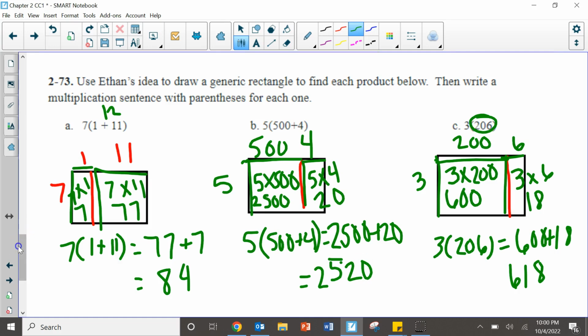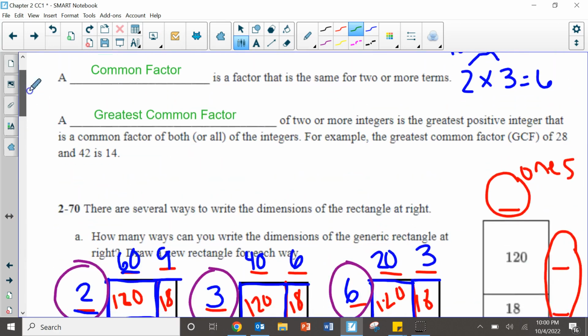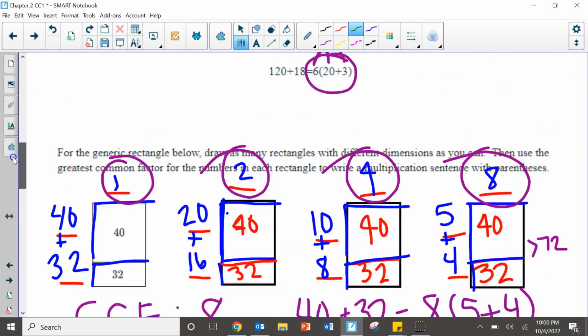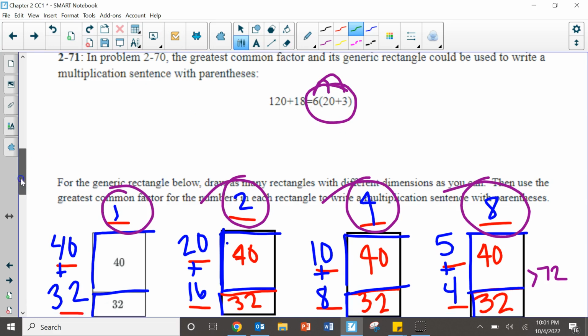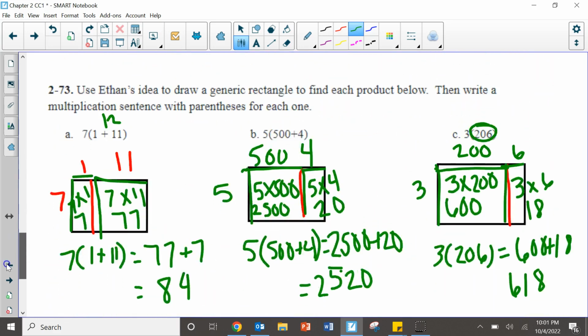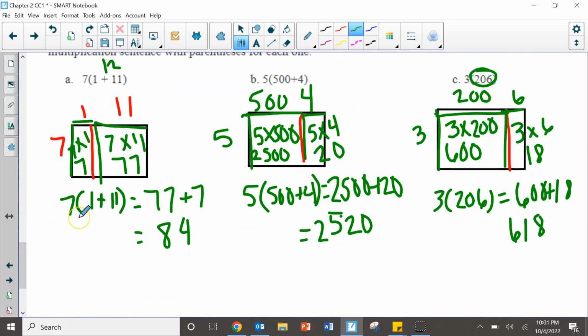So in the beginning, it had us work backwards. It gave us the inside numbers, and we had to find the outside and write a multiplication sentence with it. Then we took it from a multiplication sentence to the generic rectangle, so backwards again.